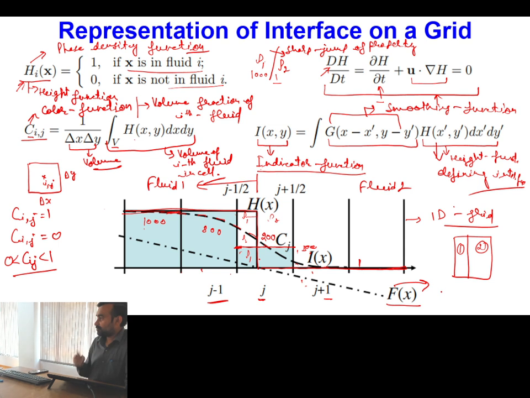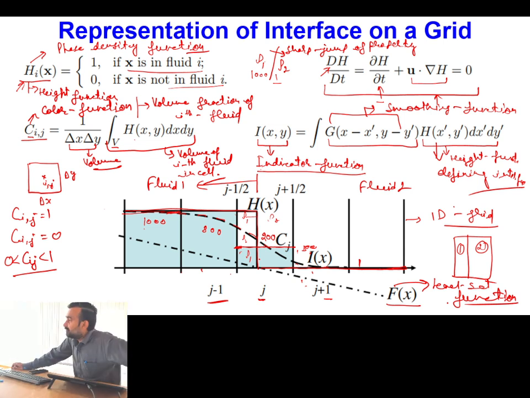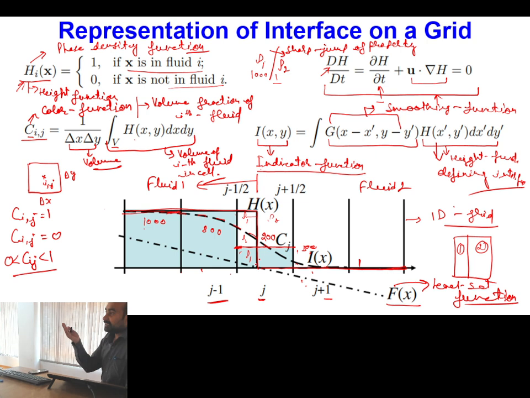I have earlier also told you in the previous lecture, this is nothing but the level set function. All are clear with this point? F of x is nothing but our level set function. So, what was the definition of level set function? The point where the interface lies, there its value is 0.